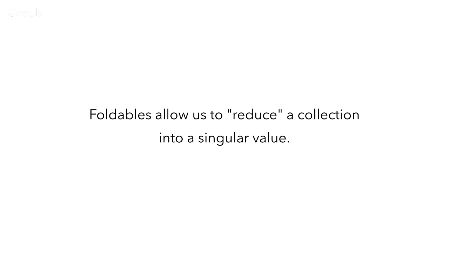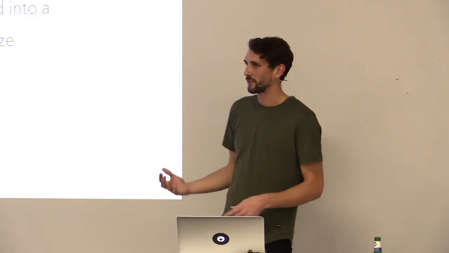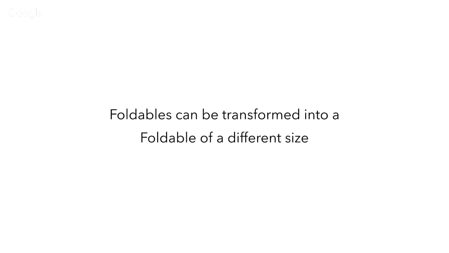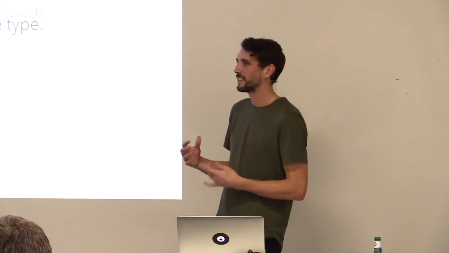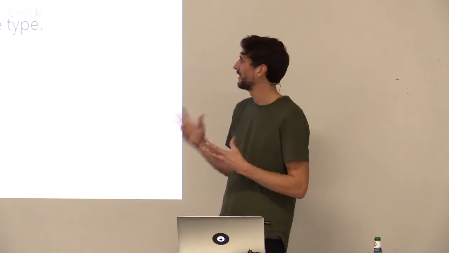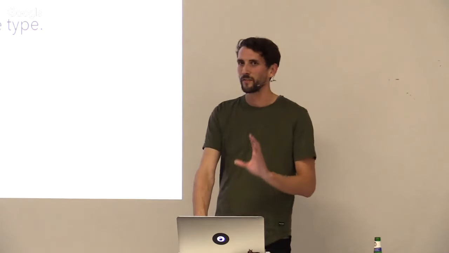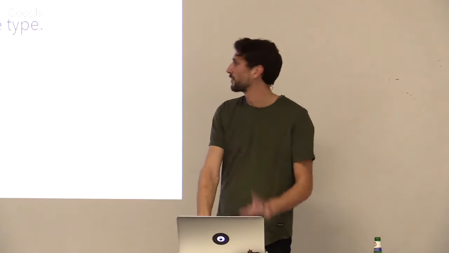So foldables allow us to reduce or decrease the size of a collection into a singular value. They also allow us to transform into a foldable of a different size. And this is, again, similar to the functors, where it's all free of the initial foldable type. The function that you define of the A to B, you don't need to concern yourself with the foldable, just like with the functor's map, it's an A to a B, you don't have to concern yourself with the functor.